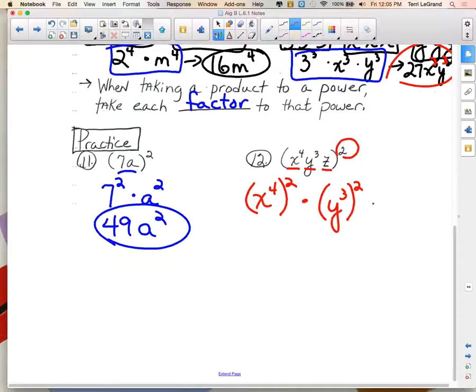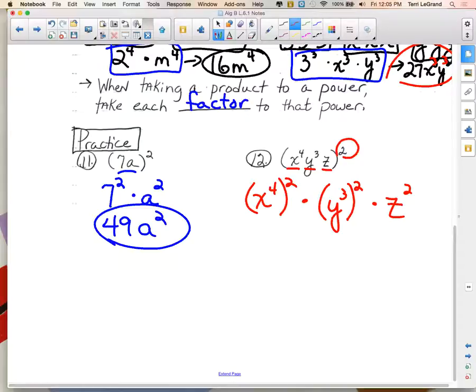And then z, does it need to have parentheses around it? Why not? Because we don't show the power, right? It's invisible. What is that invisible power? 1. So we can just give it its power right away. Okay, that was a product to a power. Give each factor in the product that power, that exponent.